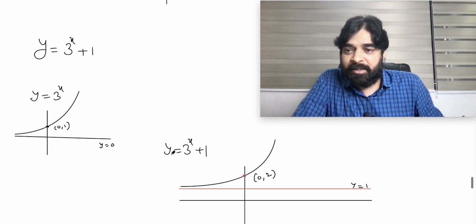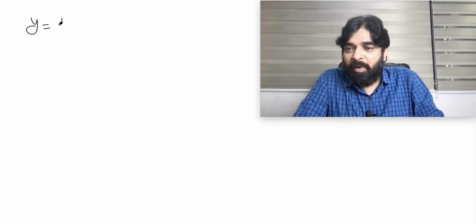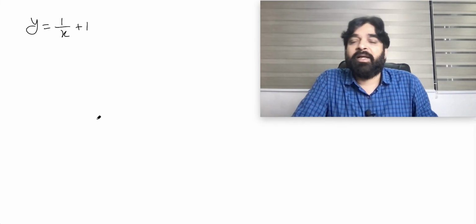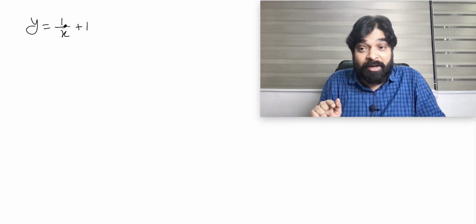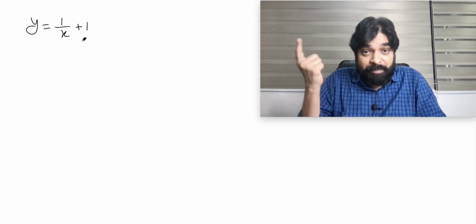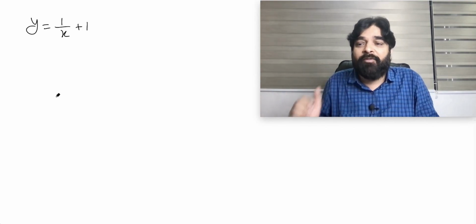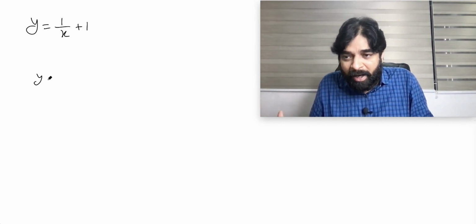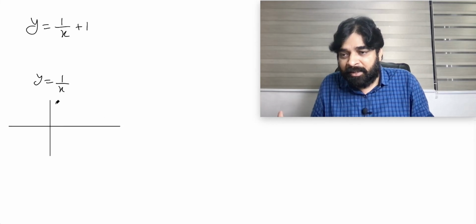This is the second method. One more question we should do. Let's do one more. Suppose I want the graph of y equal to 1 by x plus 1. Same thing. Now also a constant is added. See, we did y equal to 1 by x plus 1 previously. Now plus 1 is added, not in the x, but in the whole function. So first the basic graph, y equal to 1 by x.